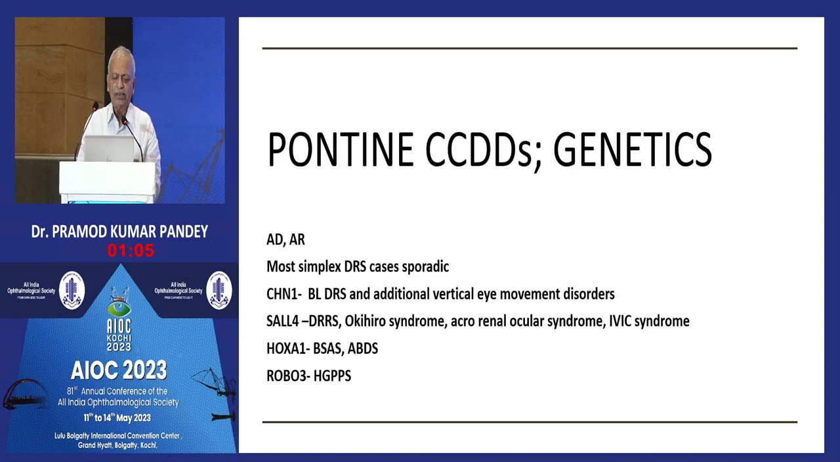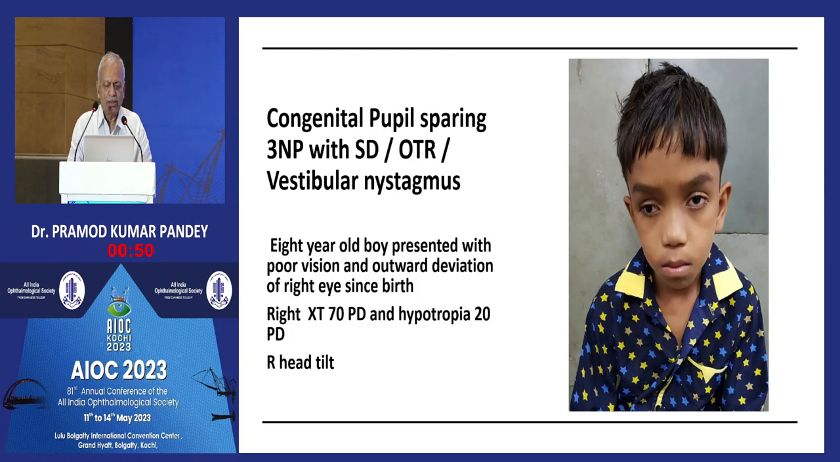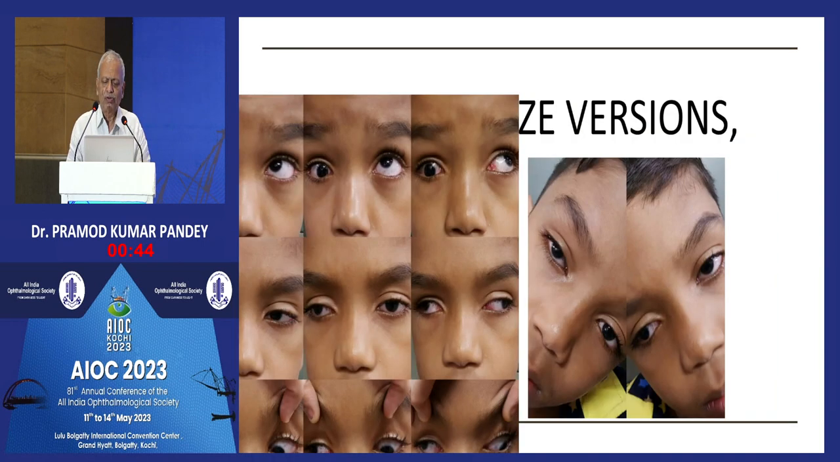Pontine CCDDs, genetics, as we all know, DRS is very complex. You have CHN1, and SALL4 in DRRS and Okihiro syndrome. HOXA1 has ABDS and BSAS, and ROBO3 is HGPPS. These are some cases presenting in a very diverse way. I think I'll not be going into these details.